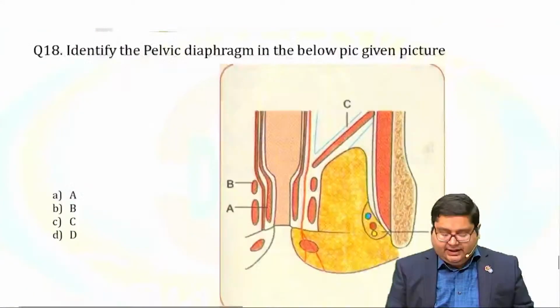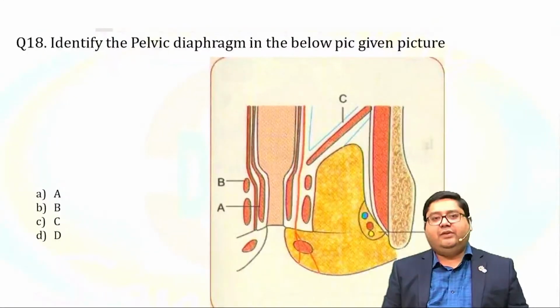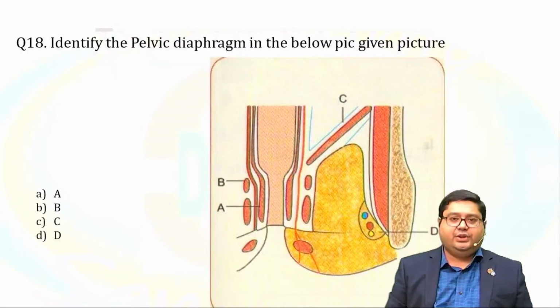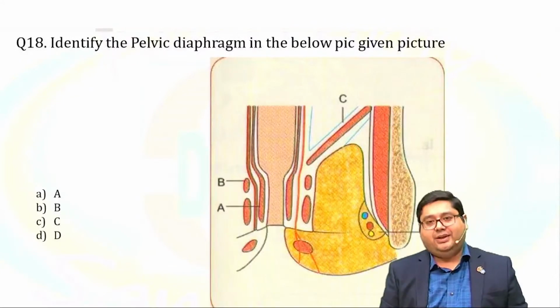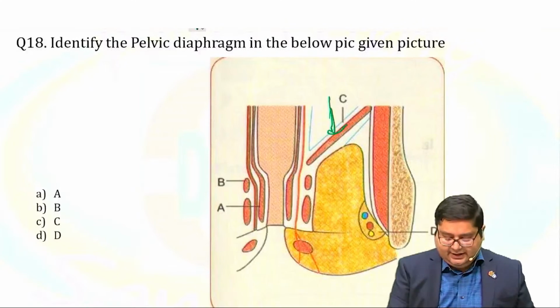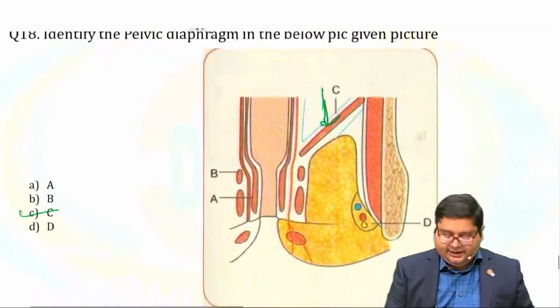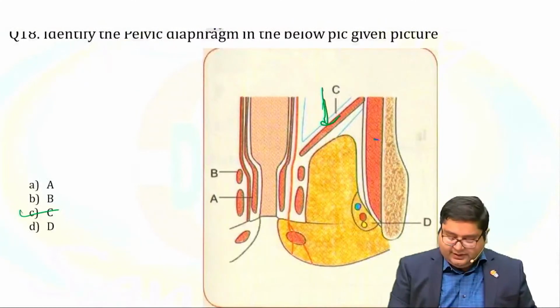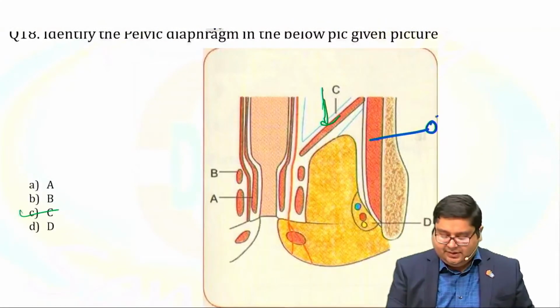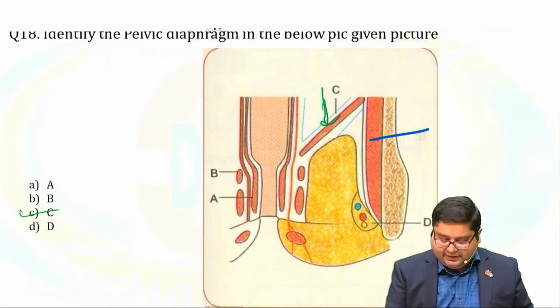Identify the pelvic diaphragm here. Which one is the pelvic diaphragm? Pretty easy question, but it has been asked. Okay, so answer will be C. That is levator ani. And can you tell me what is the name of this muscle? This will be obturator internus. This will be obturator internus muscle.